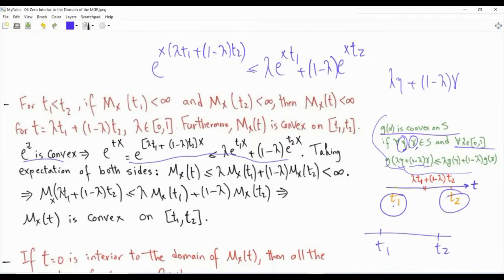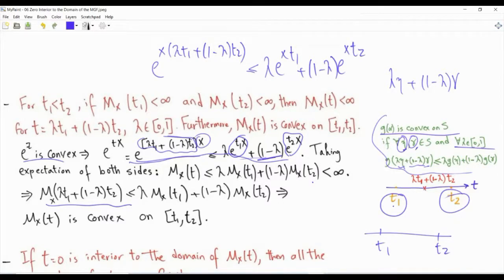Now take expectations of both sides. On the left-hand side, this will be the moment generating function of the random variable x evaluated at lambda t1 plus 1 minus lambda t2. On the right-hand side, lambda is a constant, and the expectation of e to the t1x is the moment generating function of x evaluated at t1, and 1 minus lambda is a constant, and the expectation of e to the t2x is the moment generating function of x evaluated at t2.